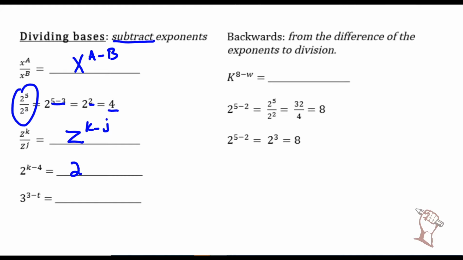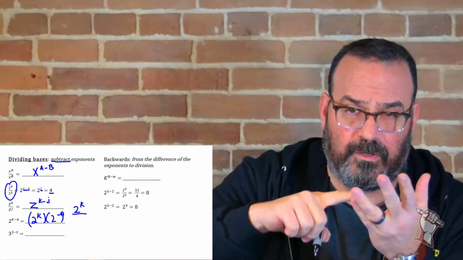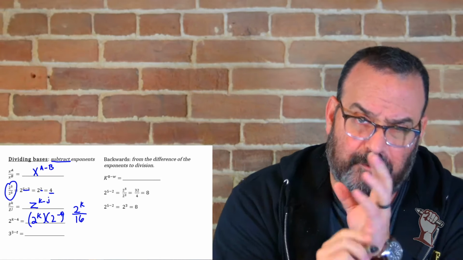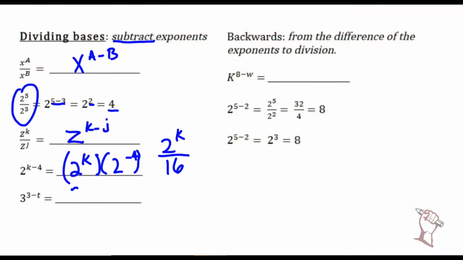Once again, 2 to the k minus 4 would be 2 to the k times 2 to the negative 4th. That's how we do division backwards. And so this would be 2 to the k over 2 times 2 times 2 times 2, which is 4 times 4, or 16. Know your powers of 2. 3 cubed is 27. 3 cubed divided by 3 to the t, so this would be a fraction. That's 27 over 3 raised to the t.